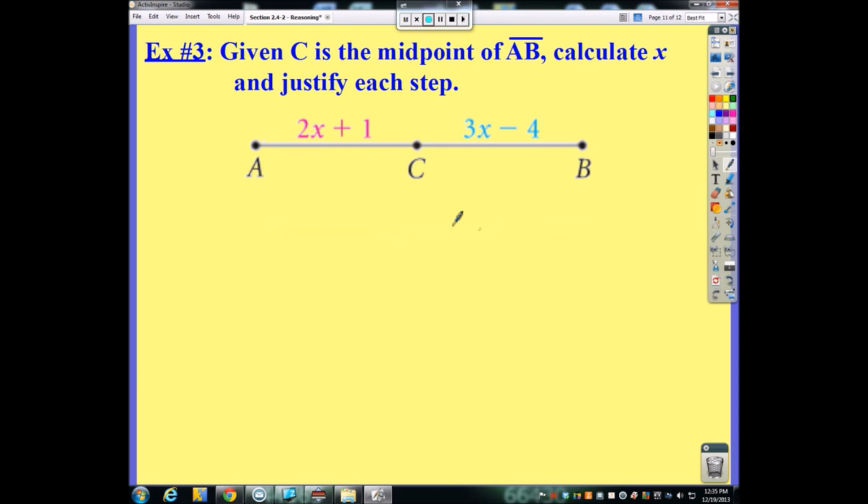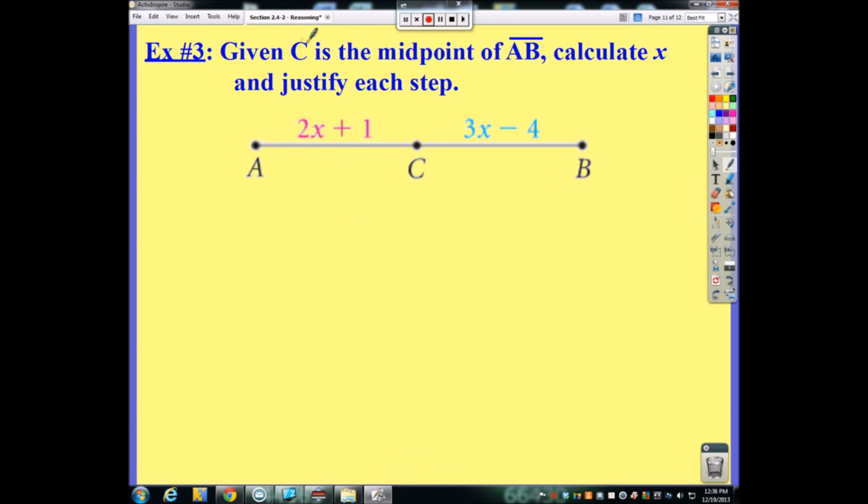Okay, so if C is the midpoint, that really means that this piece over here, AC, is the same thing as this piece over here, CB. So really, I'm just going to set these two things equal, and now let's do the algebra. Not quite. But that's the idea we want to do here.